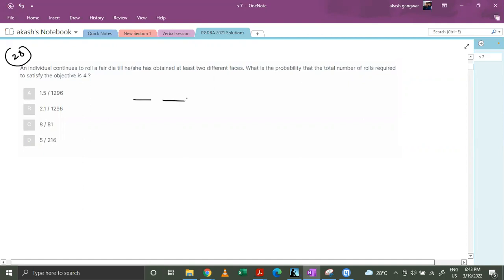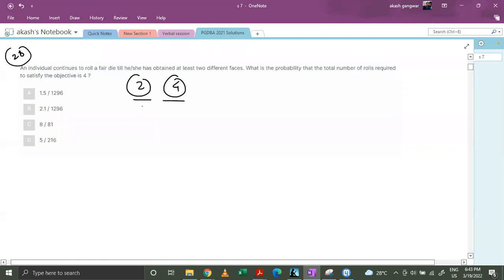So let's look at an example now. Let's say he just took two throws to get two different faces. So let's say he got 2 over here and probably got, let's say, 4 over here. So this is the minimum case. Like in the first two throws itself, he got two different faces.